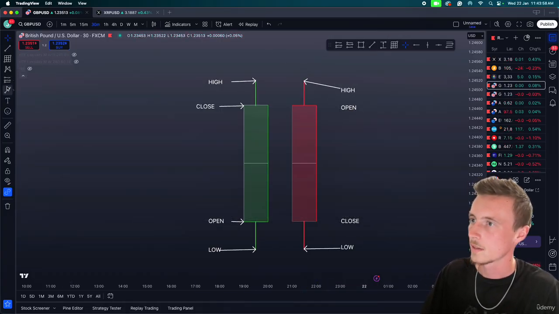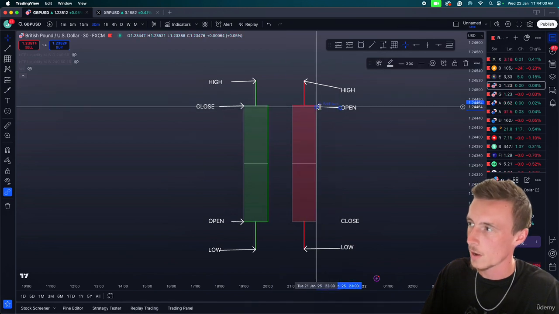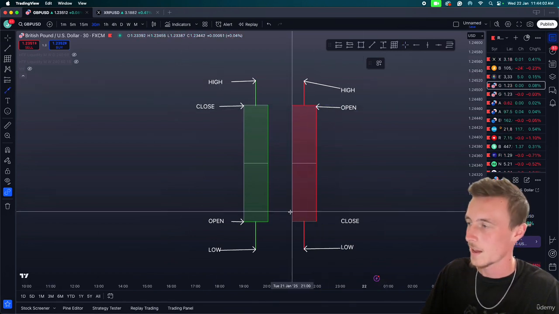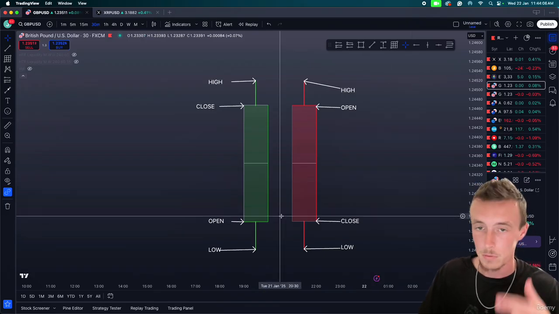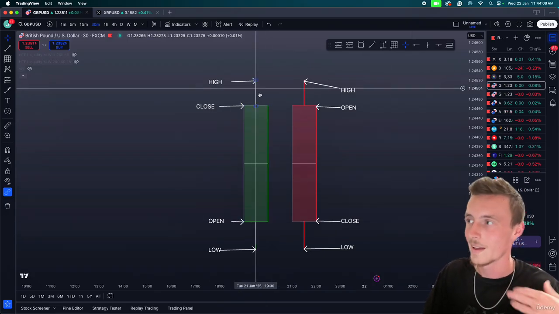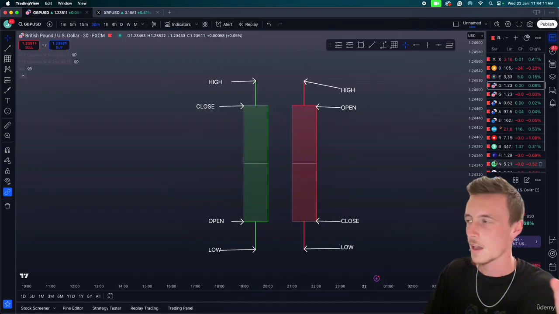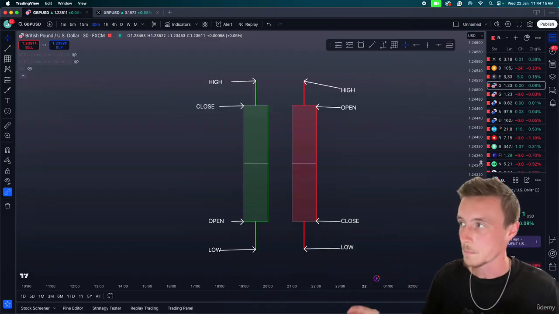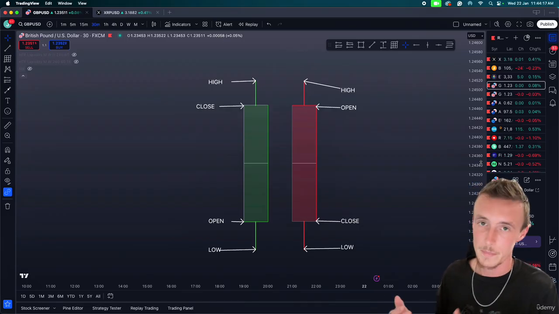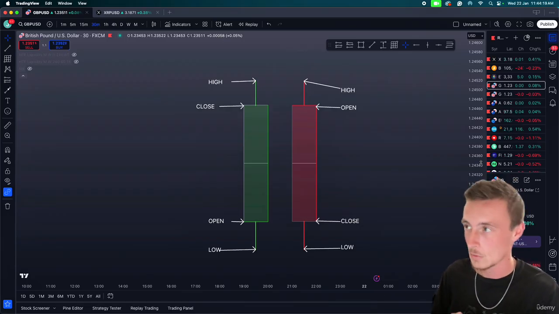That is the identifier for a bullish and bearish candle. A bearish candle opens high, closes low. A bullish candle opens low and closes high. Make sense? Hopefully it makes sense. Take a look at this, write this down, put it in your journal. But that is how we read a bullish and bearish candle. That is how we read any candle that is on our chart.